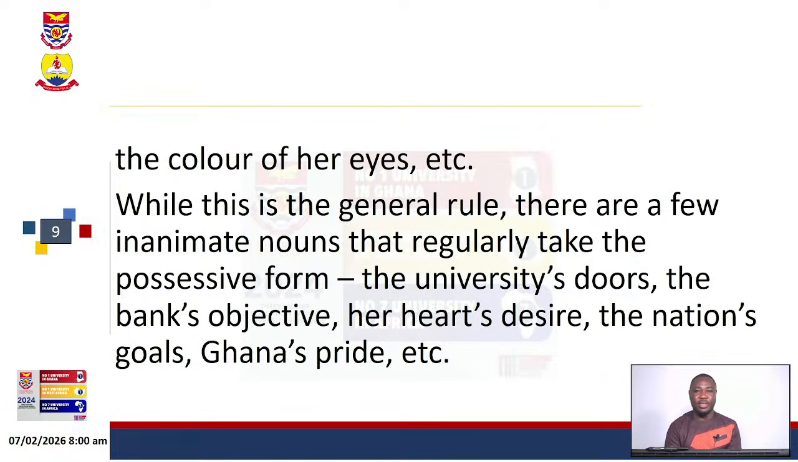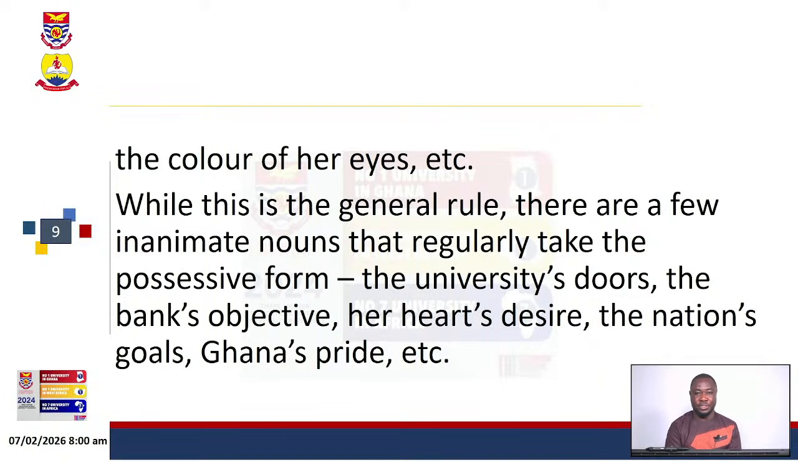While this is the general rule, there are a few inanimate nouns that regularly take the possessive form. We have said that as an exception, some inanimate nouns do take the apostrophe S marking. But remember that these are conventions, and for every rule you have in the language, there are exceptions. It is very important that we get to know the rules, and very important that we get to know the exceptions also.